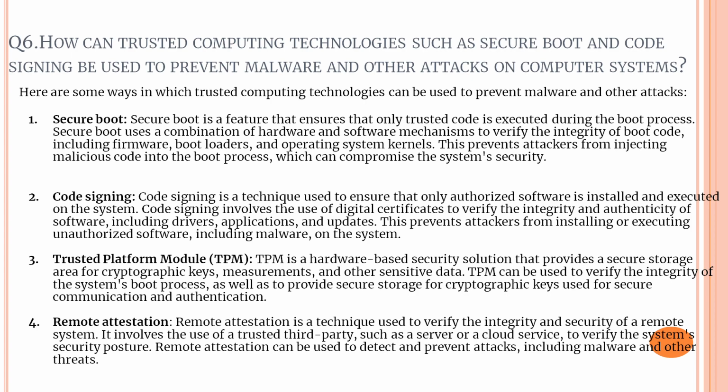Secure Boot is a feature that ensures that only trusted code is executed during the boot process. Secure Boot uses a combination of hardware and software mechanisms to verify the integrity of the boot code, including firmware, bootloaders, and operating system kernels, etc. The second one is code signing, which is a technique used to ensure that only authorized software is installed and executed on the system.